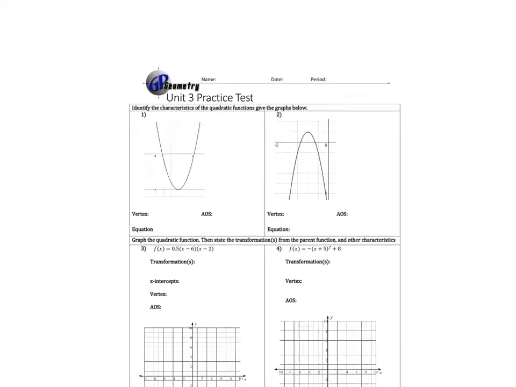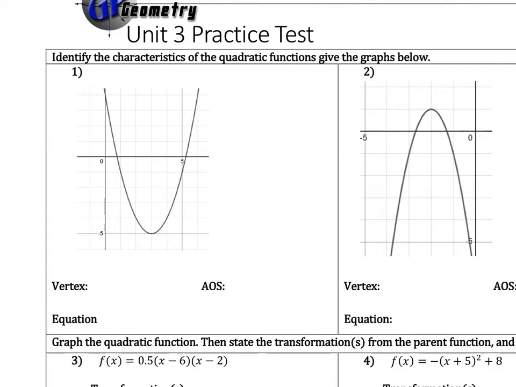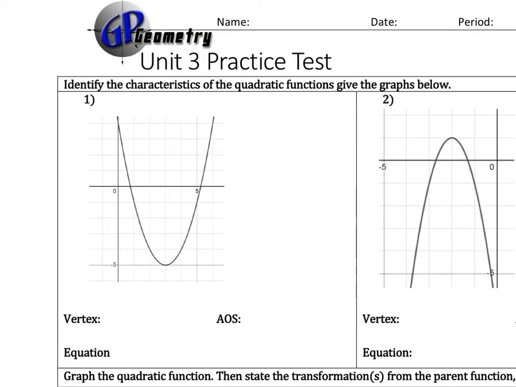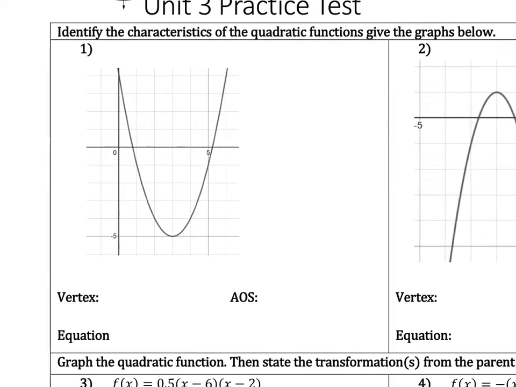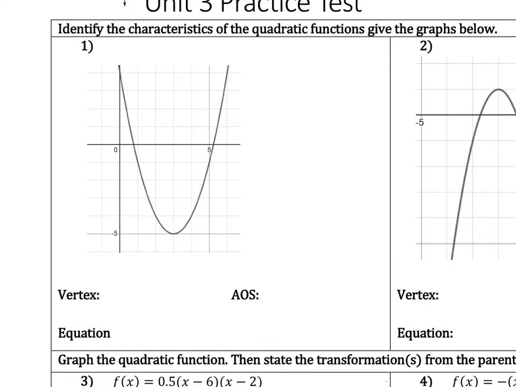All right, here's a review for Unit 3. Let's go through this together here. So we have a parabola. We're looking for the vertex. The vertex is that lowest point right there. And so that vertex is at (3, -5). So the axis of symmetry is that vertical line that goes through there.